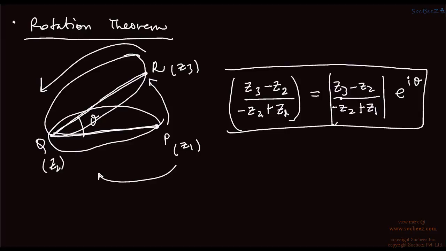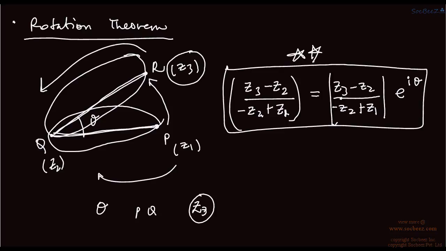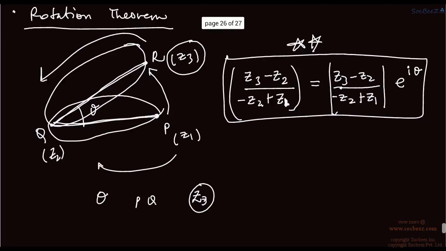This is the rotation theorem, that if you have these complex numbers, and you know the theta with which we are going to rotate this PQ line, then you can always calculate the Z3 by using this formula. This is called the rotation theorem. Z3 minus Z2 upon Z1 minus Z2 is equal to the mod of Z3 minus Z2 upon Z1 minus Z2, into e to the power I theta. Theta will be given to you, Z1, Z2 will be given to you. You have to calculate just the Z3 value. So this is the rotation theorem. This has been asked in many JEE exams, so keep it in mind.